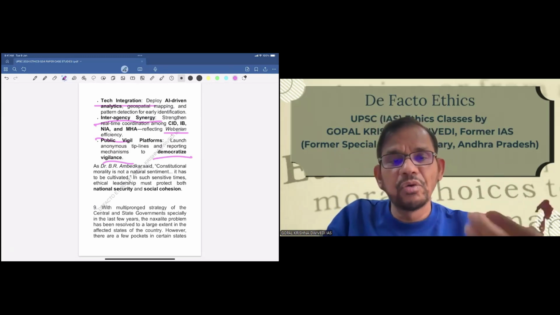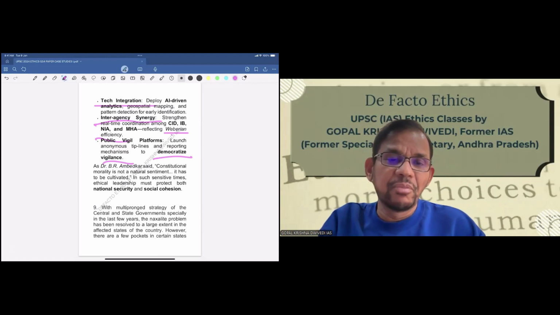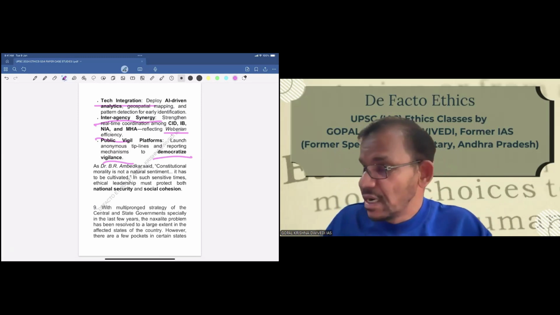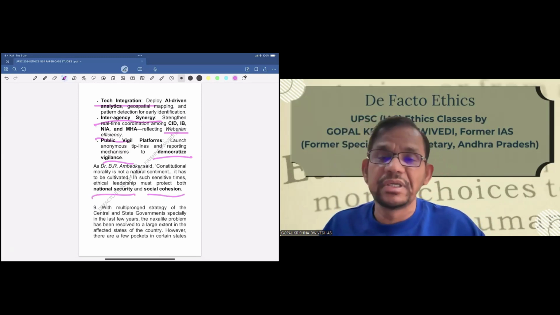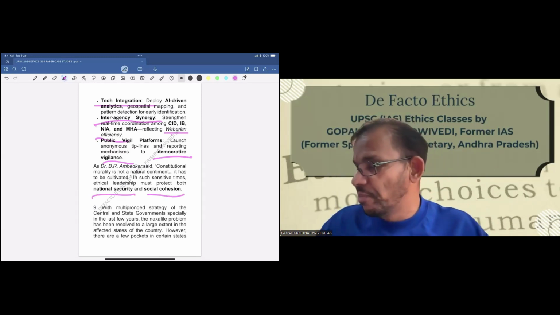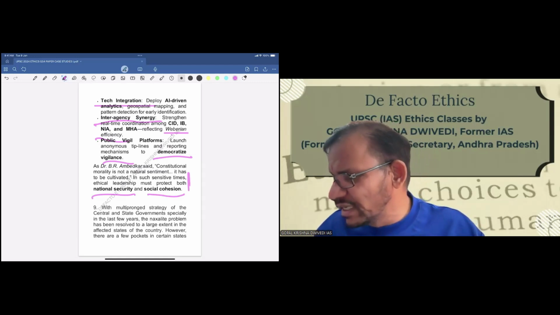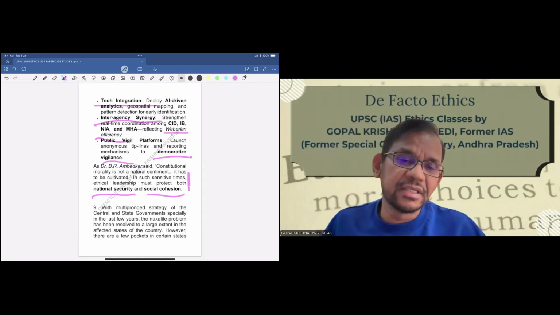And then, in conclusion, as B.R. Ambedkar said, constitutional morality is not a natural sentiment. It has to be cultivated. In such sensitive times, ethical leadership must protect both national security and social cohesion. So this is again a very important concluding sentence as far as this case study is concerned.